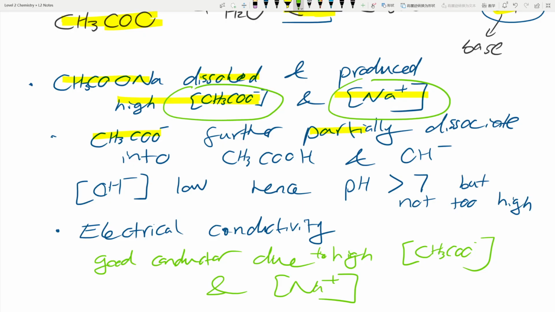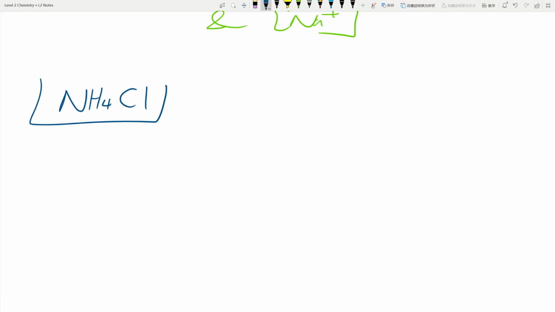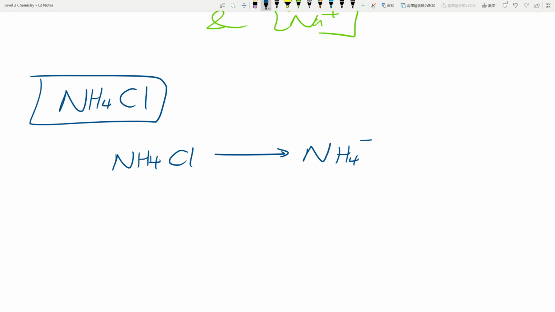Okay, so this is something that we'll definitely revisit and go through some exam questions. Let's just, before we go, do one more. I'm not going to write too much about this one. Say for NH4Cl, let's look at NH4Cl. What can we talk about? First thing first, let's split it, dissolve it into the ions.